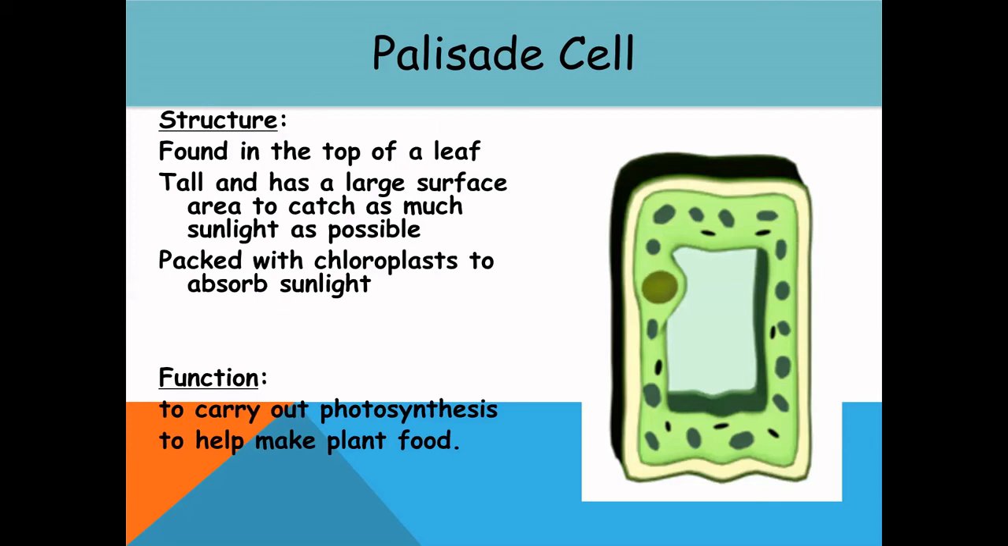So two things to remember about palisade cell. Palisade cell, number 1, has chloroplast. What is the function? Carry out photosynthesis. Again, palisade cell has chloroplast and function is to carry out photosynthesis. Let's go to the next.